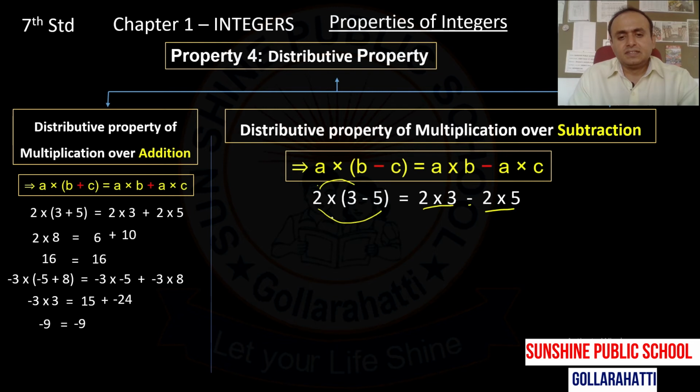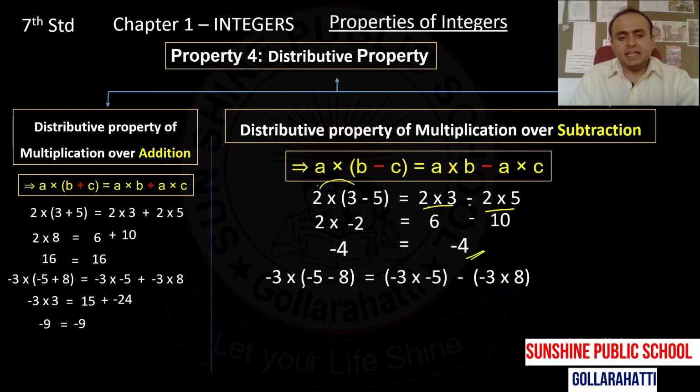So let us see, that is 2 into (3 minus 5), that is minus 2, is equal to 2 into 3 is 6 minus 2 into 5 is 10. Now multiply 2 into minus 2, that is minus 4, is equal to 6 minus 10, which becomes minus 4. You got the same answer here also.